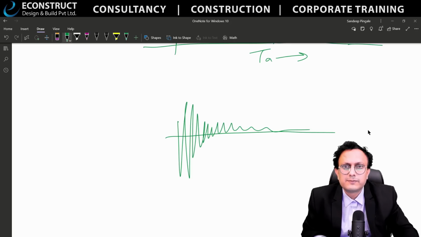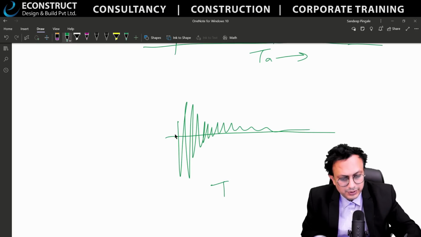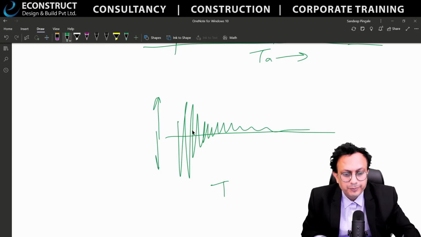What is this? Earthquake. This is the time domain and this one is the displacement. At what time, how much amount of displacement is happening? This is the time history analysis.